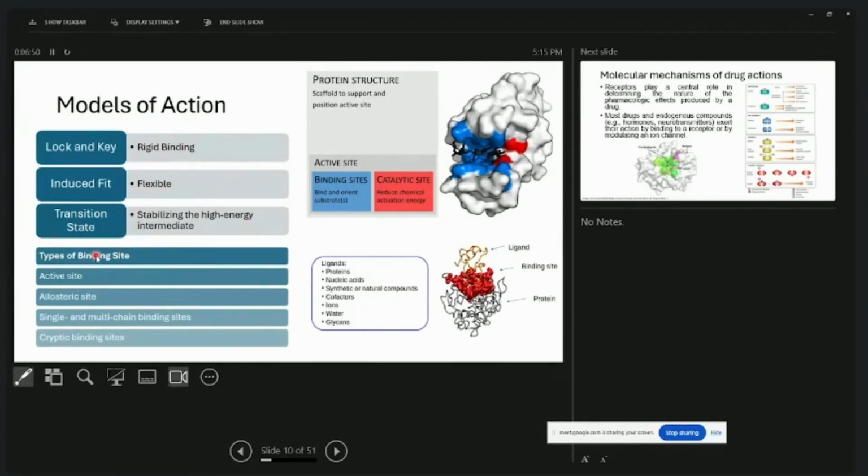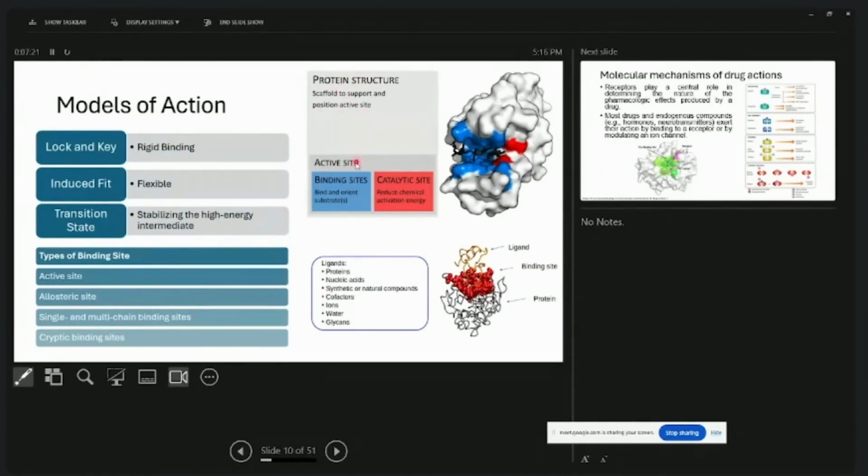And within the enzyme, we could have different binding sites. We have the active sites. We sometimes have allosteric site modulation, such as in the hemoglobin protein. Sometimes we could have single and multi-chain binding sites, or sometimes cryptic binding sites. These cryptic binding sites could sometimes be hidden within the molecule, and sometimes they could be exposed upon binding of the ligand and not in the naive state of the enzyme.